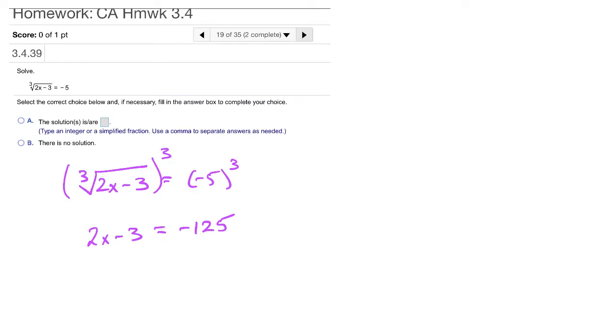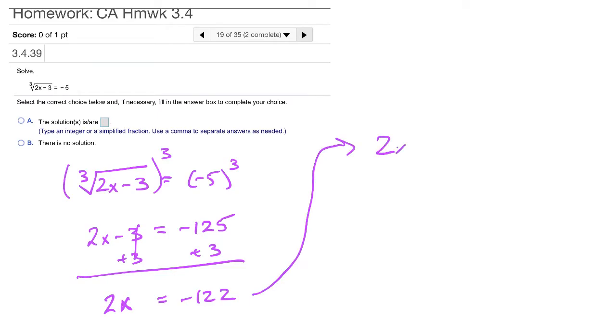So again, in this case, I'm right back to an equation that I can solve. So plus 3 on both sides. My 3's cancel out, so I have 2x is equal to, so subtract 3 on both sides, I get negative 122. So if I divide both sides by 2, then I get a solution. X is negative 61. Now, since I'm dealing with an odd index radical, I don't really need to check anything.